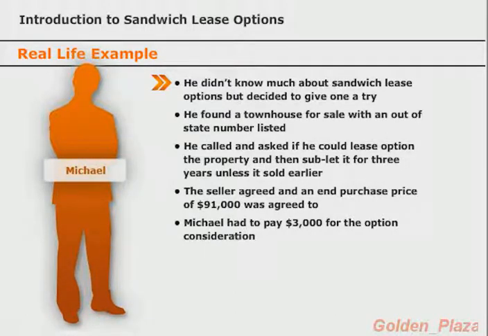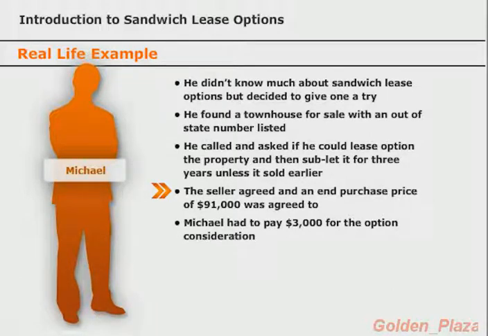Here's how it happened. One day as Michael was driving around, he happened to see a townhouse for sale with an out-of-state number listed on it. He decided to call the number and ask if the owner would be interested in lease optioning the property to him and allowing him to lease the property to someone else. The seller agreed, and through a series of communications, the details were worked out.